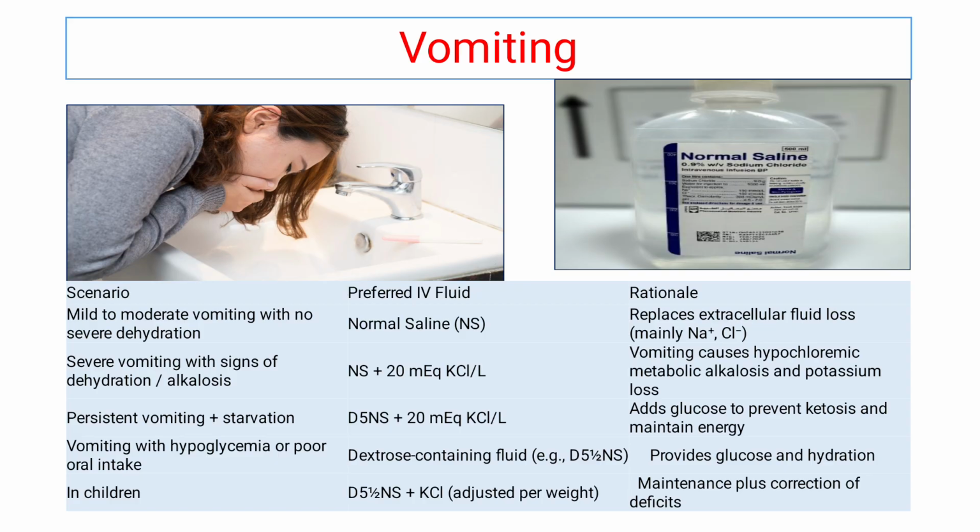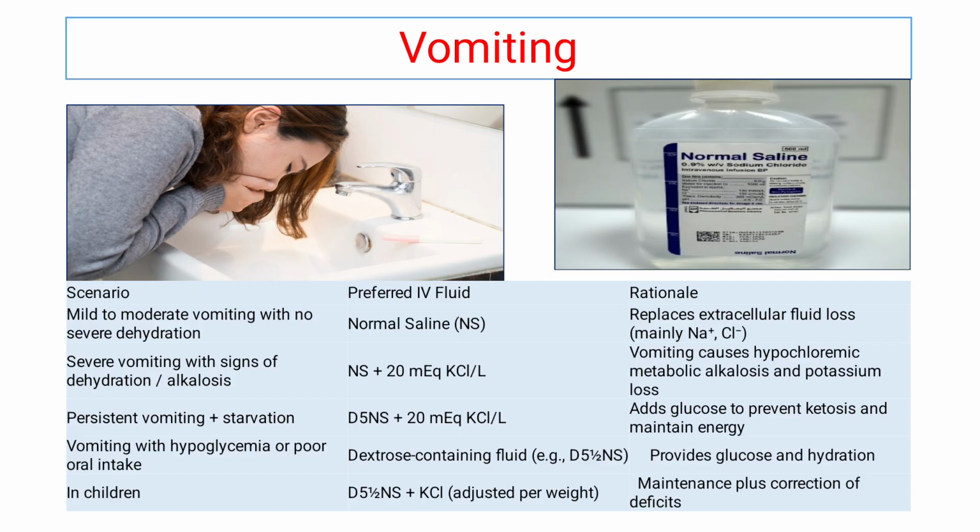If the patient has persistent vomiting and starvation, then we should add DNS with potassium chloride. Here the glucose is added to prevent the ketosis and to supply the energy to the patient.